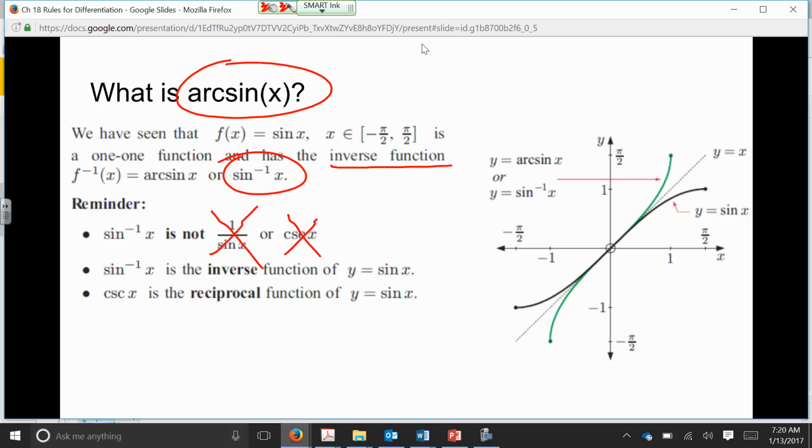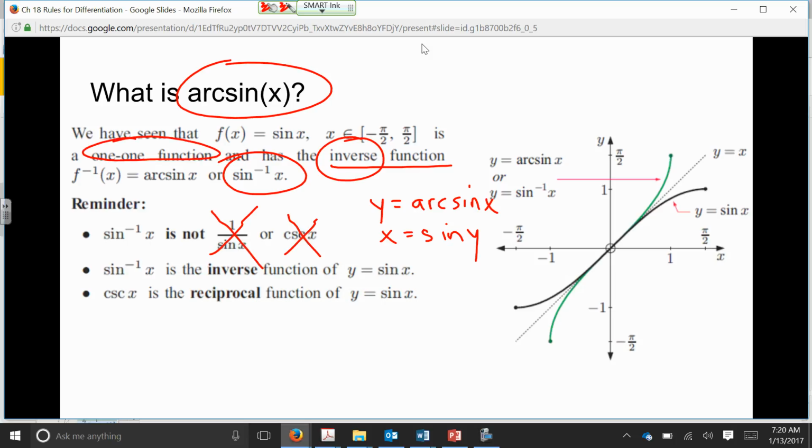Those are different functions. When we refer specifically to inverses, it's like we are switching the x and the y. So if we have y equals arcsine of x, the inverse function is x equals sine of y. And that's what we're really focusing on here. We want to keep in mind that it is a one-to-one function.